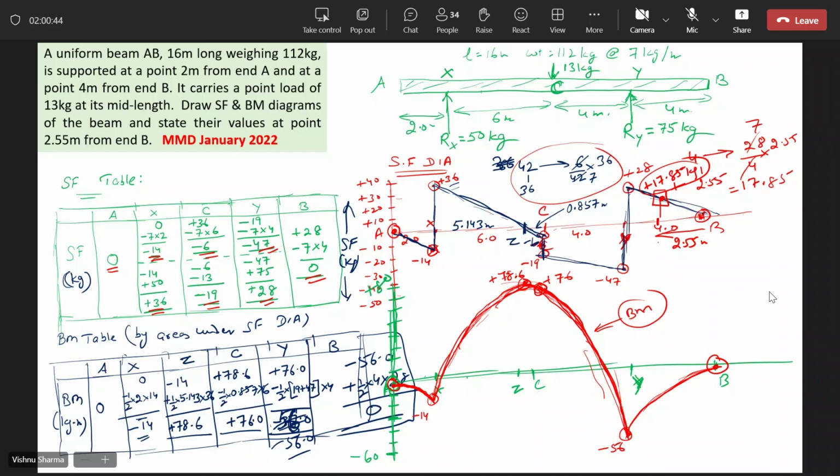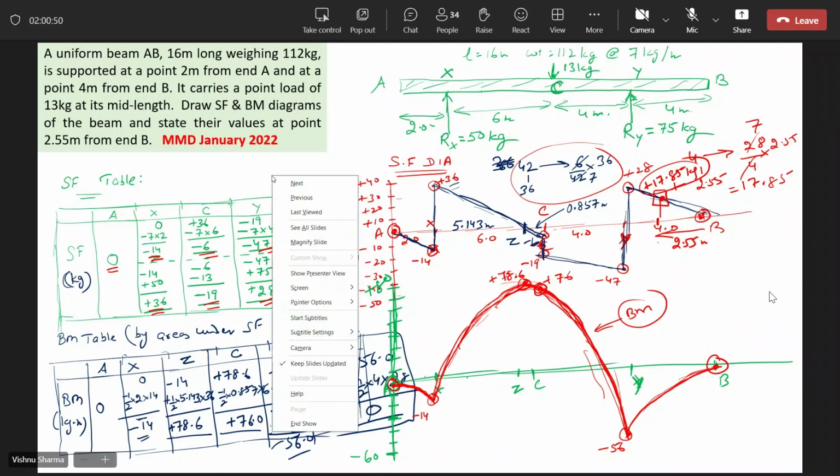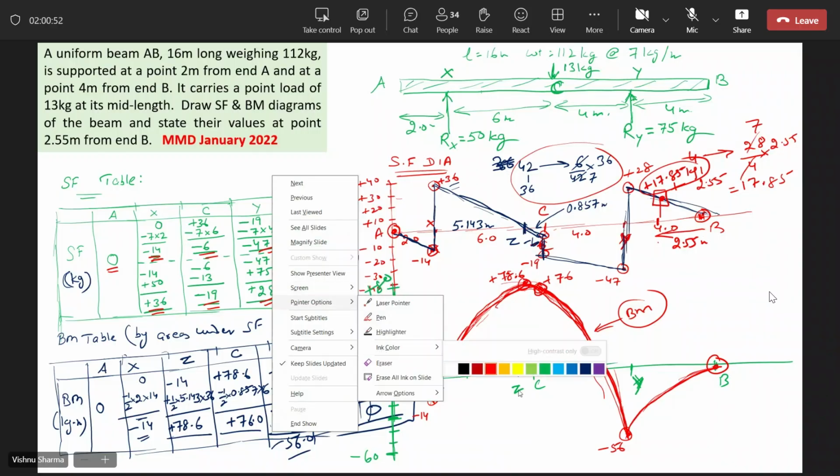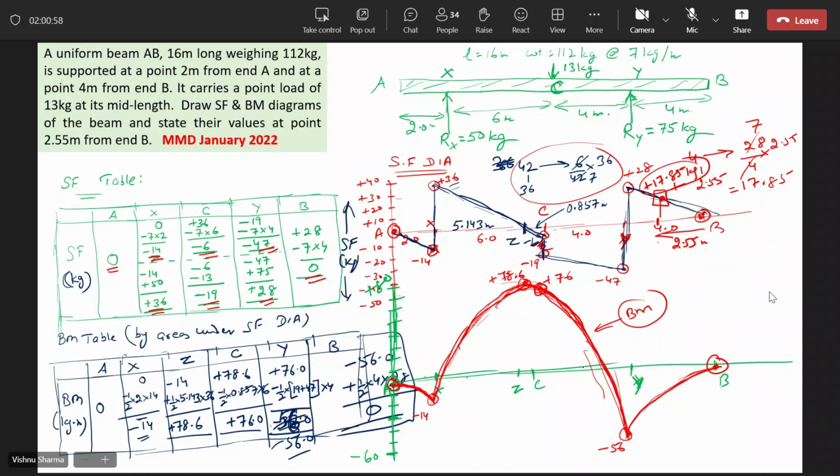Then he also wants BM at 2.55 meters from end B. Look at the BM diagram and tell me, is the BM negative or positive at that distance, 2.55 meters from end B? Negative. So somewhere here, this distance is 2.55. If you don't have any time, go here and give the answer. BM is so much minus, whatever you read. Give the value as so much minus so much kg meter. But we can calculate it simply also. Guys, there are two ways to calculate, but you have to take the simpler one.